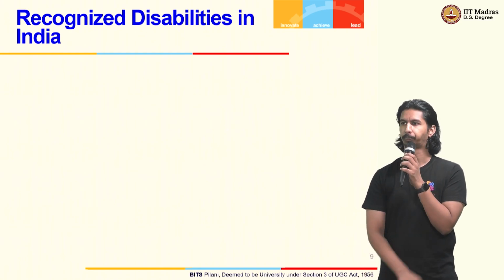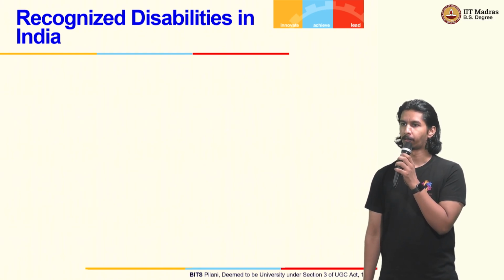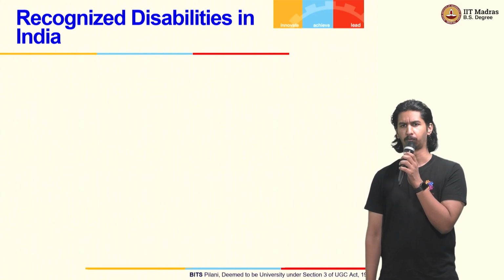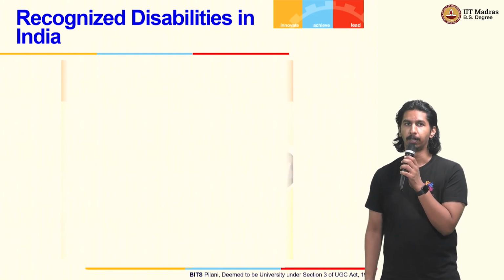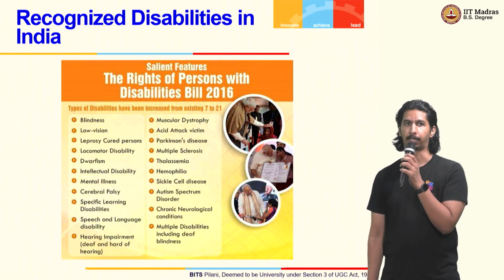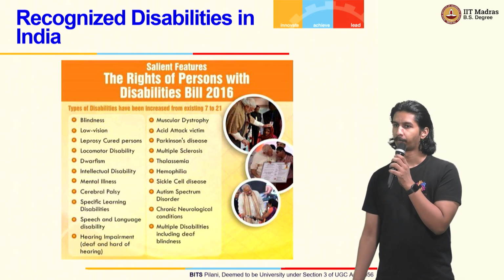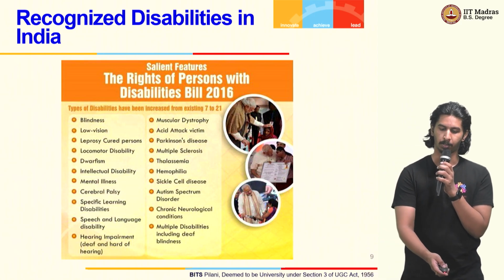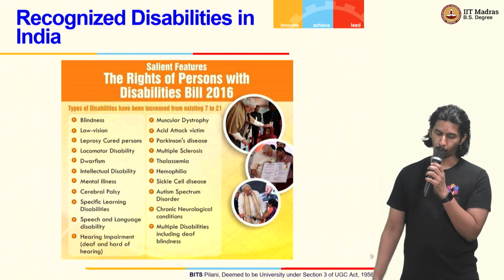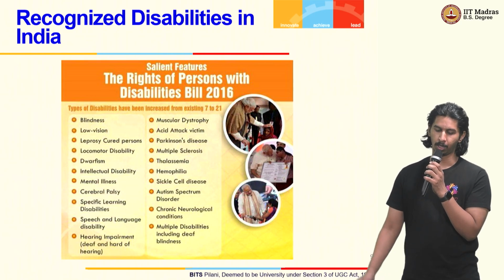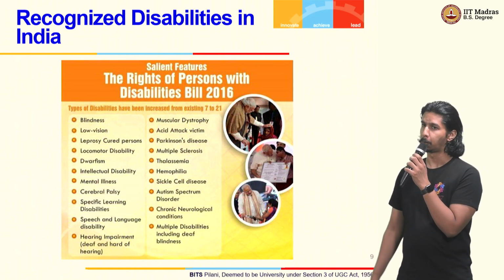Yeah, any number? 11? 8? Okay, you were close. So it was 7 initially, and in the last Disability Act, which was in 2016, it has been increased to 21, right? So there's a huge list here, starting from, say, blindness, low vision, and dwarfism, speech disabilities, and so on. So it has been increased to 21 now, right?